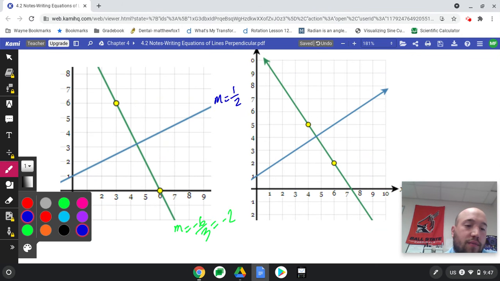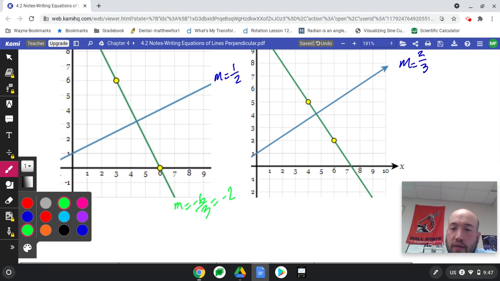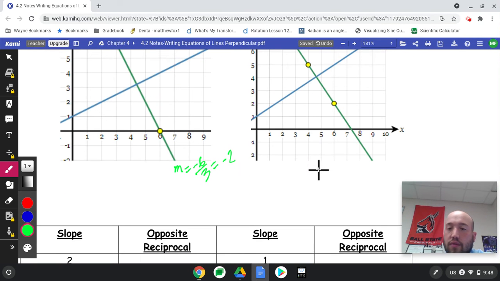Okay, for this next one, once again, blue is up 1, 2 over 3. And green, if we go point to point, is down 1, 2, 3 over 2. So down 3, negative 3 over 2. Just want to point out, if that negative is on the bottom or in the front, it's the same thing: negative 3 over 2, no matter what.